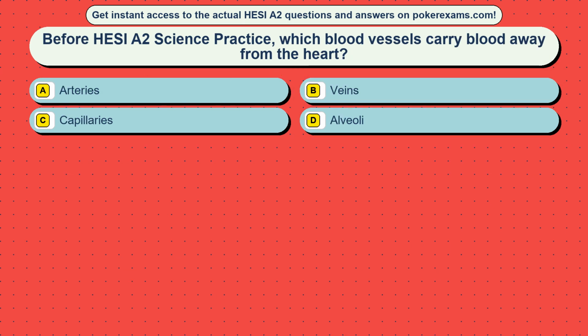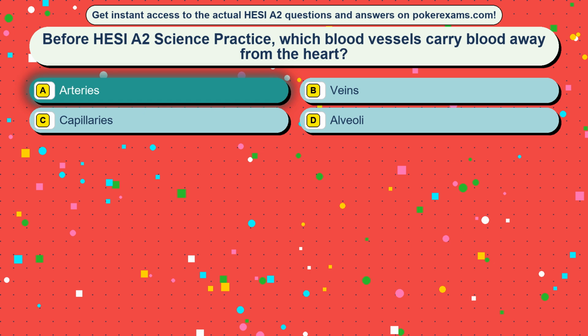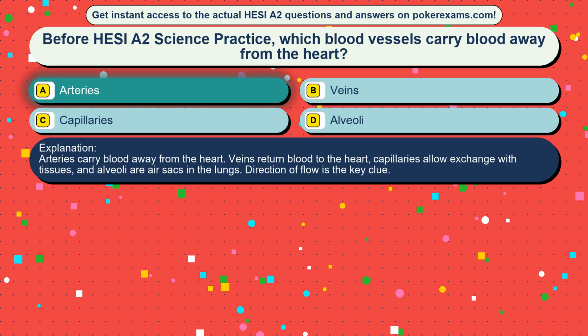Question 45. Before HESI A2 Science Practice, which blood vessels carry blood away from the heart? Option A, arteries. Option B, veins. Option C, capillaries. Option D, alveoli. The correct answer is option A, arteries. Arteries carry blood away from the heart. Veins return blood to the heart. Capillaries allow exchange with tissues, and alveoli are air sacs in the lungs. Direction of flow is the key clue.